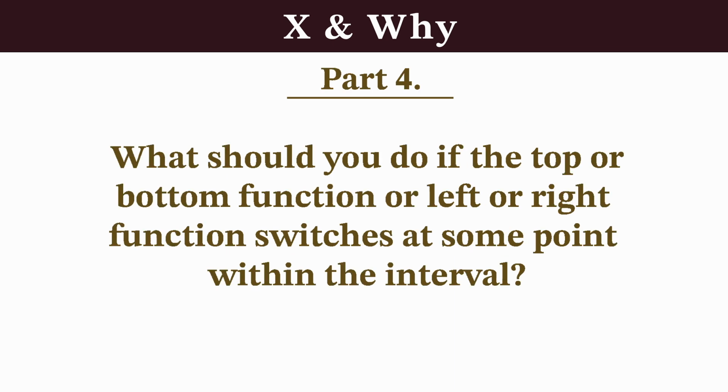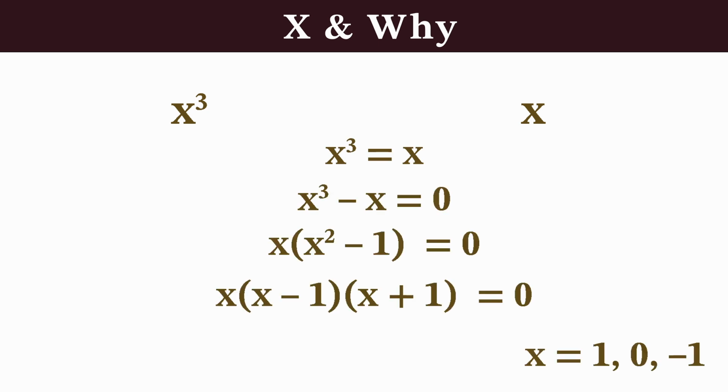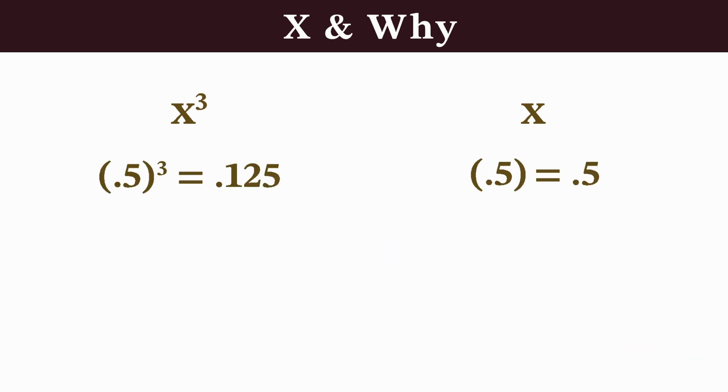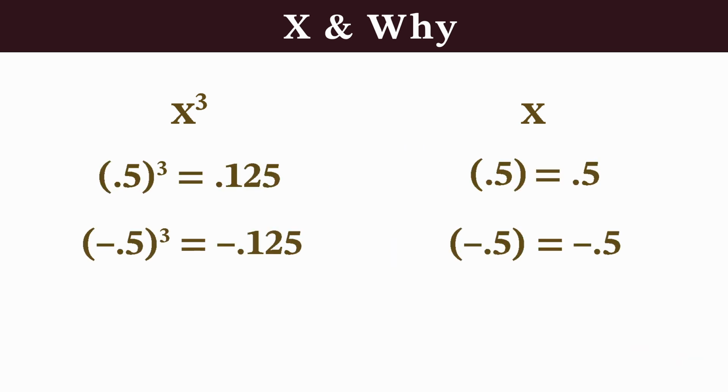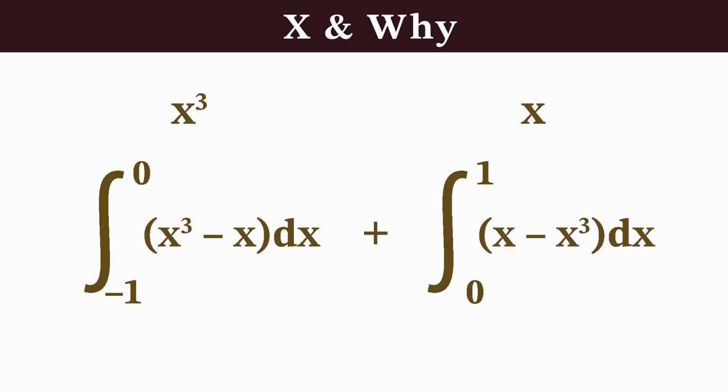Part 4. What should you do if the top or bottom function or left or right function switches at some point within the interval? First, find all points of intersection by setting the two functions equal to each other. Then determine which function is on top in each subinterval by testing values between the points of intersection. Lastly, split the integral at the intersection points and set up separate integrals for each part with the correct top minus bottom or right minus left order.